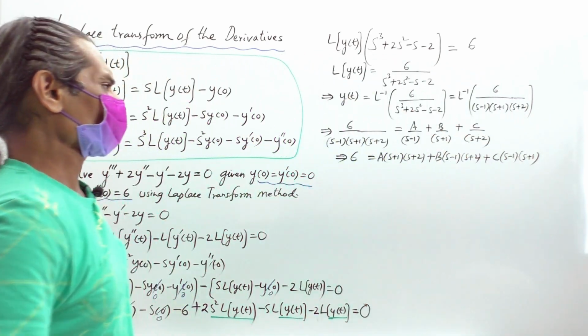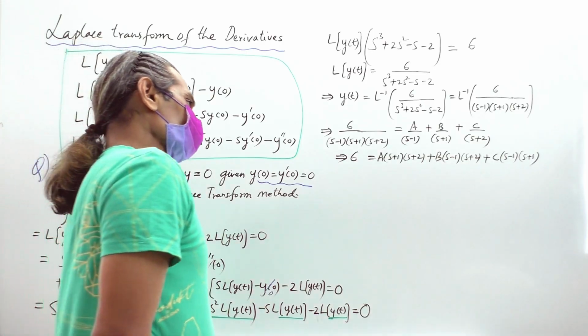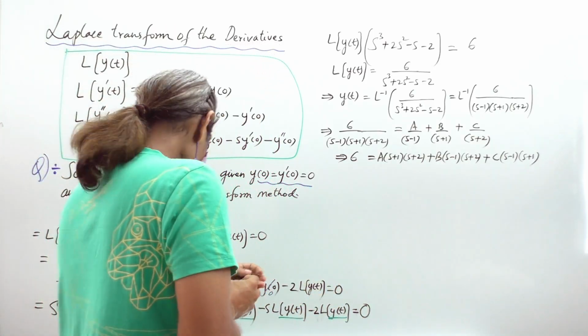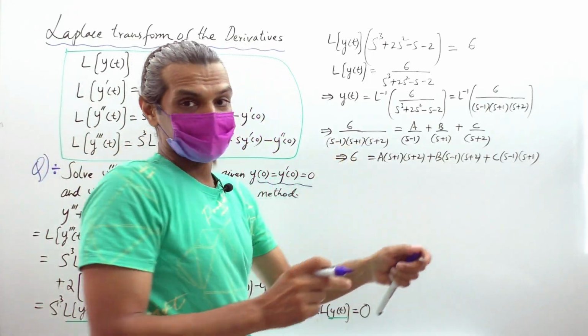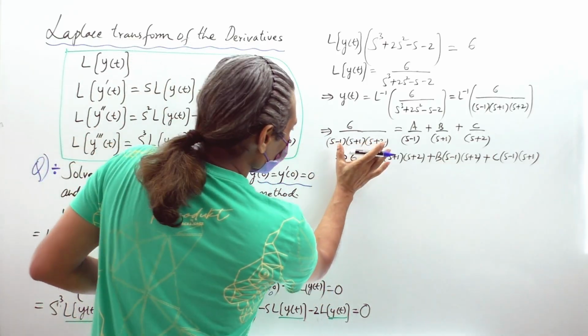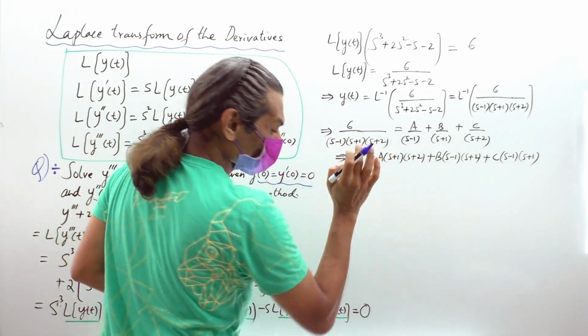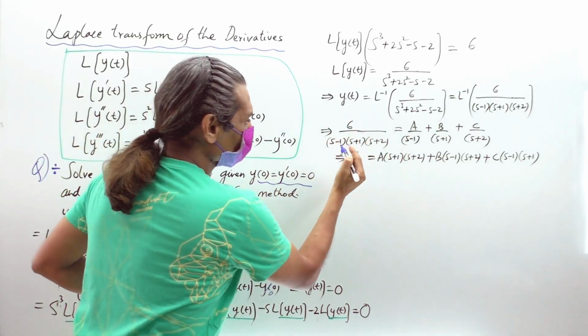That's all. Now let's find the values of A, B, C. For that, how do we find them? You already know the partial fraction method. What makes it 0? Simple. We have s minus 1, s plus 1, s minus 2. See the denominator. What makes it 0?